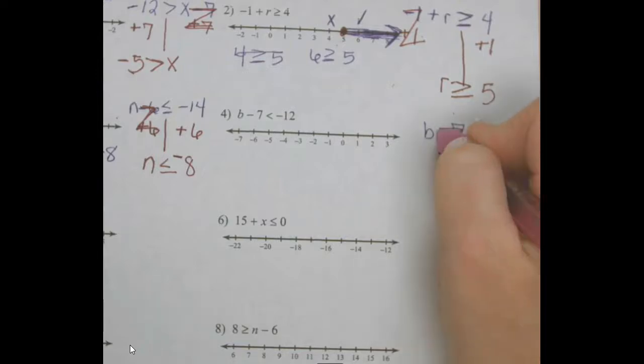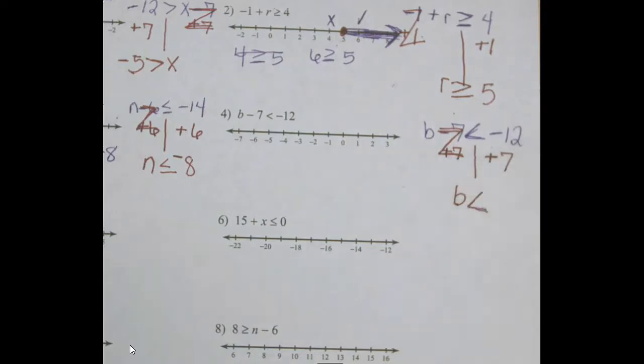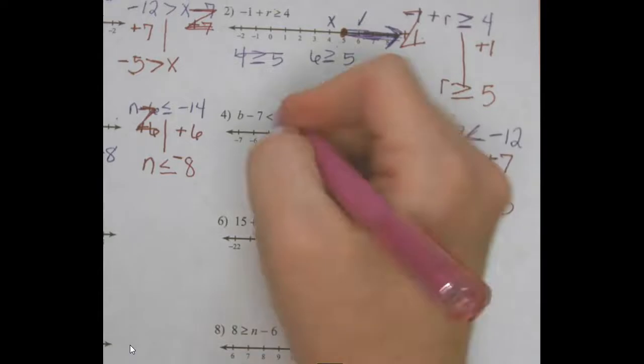This is my 0 pair. B is less than negative 12 and 7. 12 minus 7 is 5. There are more negatives, so my answer is going to be negative 5. So it's going to be an open circle on negative 5.